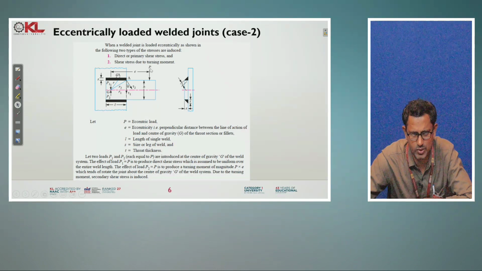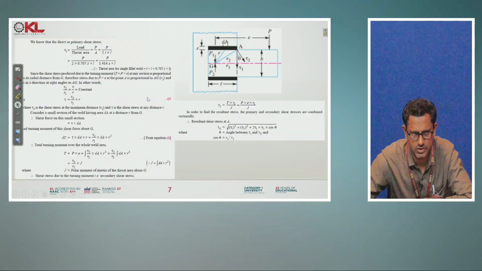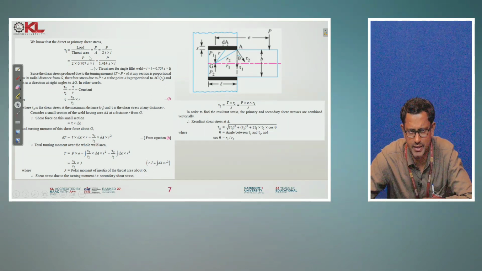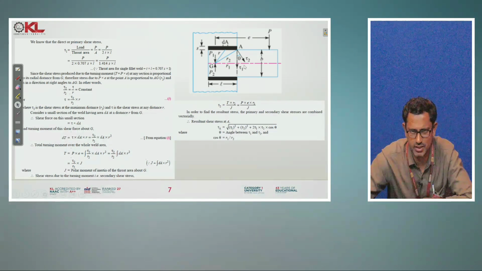Now let's see how to calculate the primary shear stress and the secondary shear stress, and how to calculate the resultant stress developed inside the welded joints. For the primary shear stress, it is the load per unit area. The load applied is P, and the area is T into L, since there are 2 welds, so 2 into T into L. By substituting that, you will get the primary shear stress developed inside the welded joints.